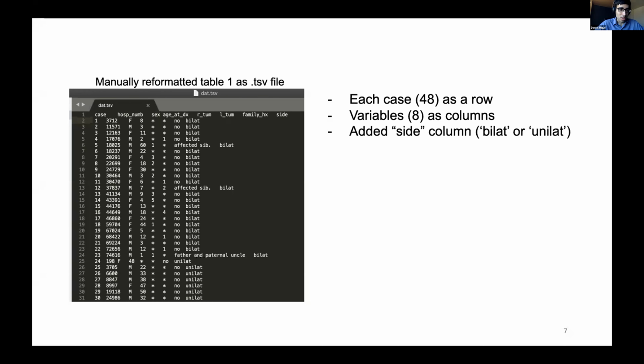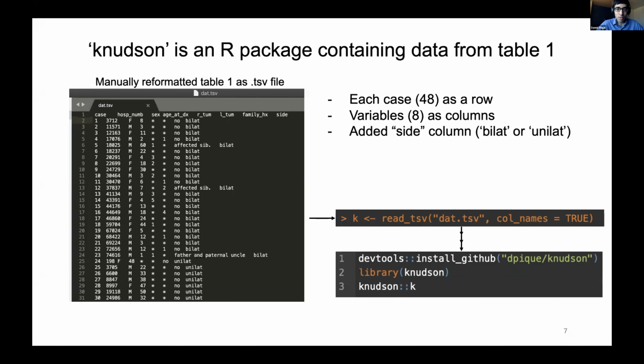So essentially you have the same variables, and I just added the side column indicating whether the tumor is bilateral or unilateral. To make this a little more open, I eventually put this into an R package, which you can download and hopefully build upon, maybe with some of Knudsen's additional data sets. He has other papers that were published too.